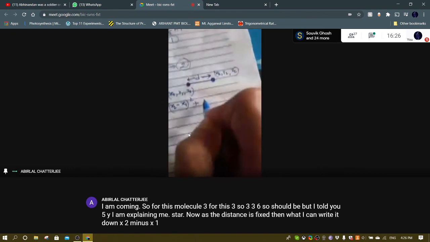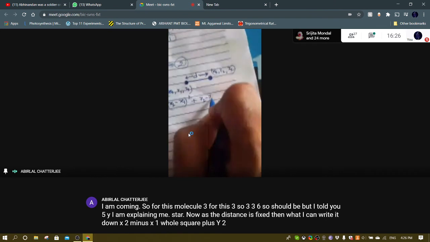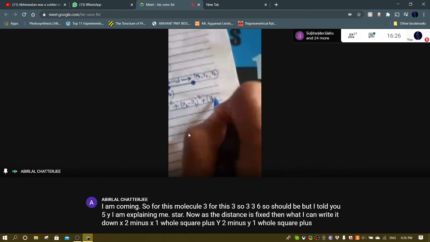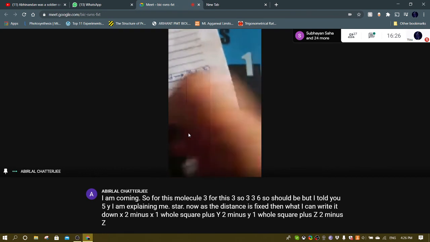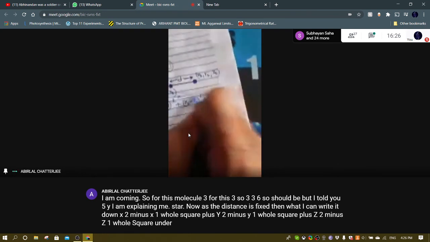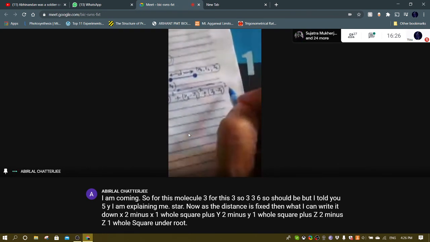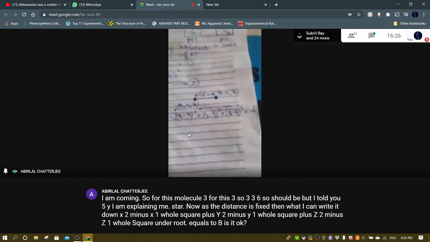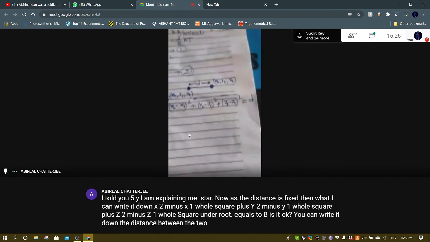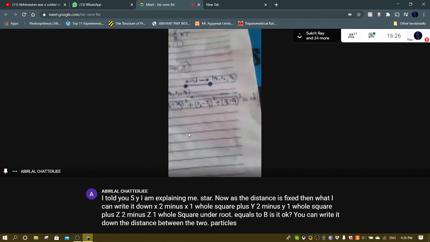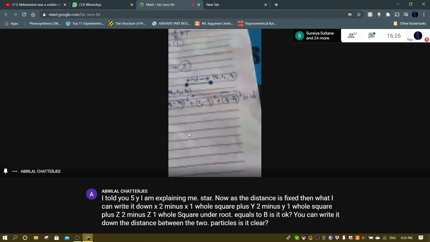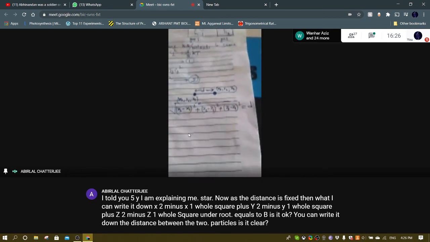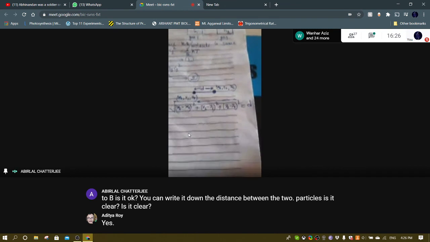Under root of (x2 minus x1) whole square plus (y2 minus y1) whole square plus (z2 minus z1) whole square equals d. Is it okay? You can write it down: the distance between the two particles. Is it clear? Yes, sir.